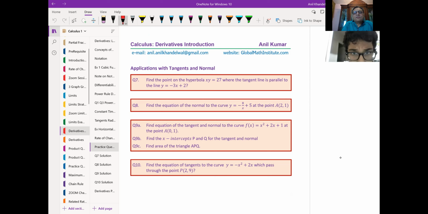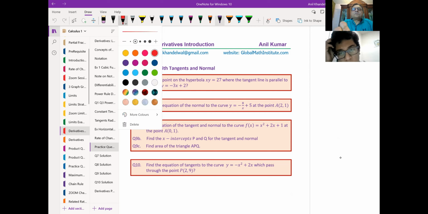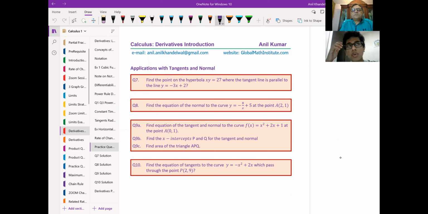Find the point on the hyperbola xy equals 27 where the tangent line is parallel to the line y equals negative 3x plus 2. How will you do it? Basically, I'm pretty sure when lines are parallel, the slope is the same, and the y-intercept is what's different. Yes, so the slope is the same. So the slope of the line is negative 3, right?